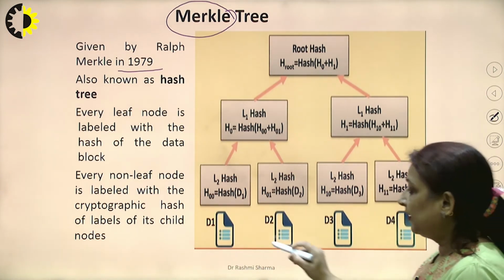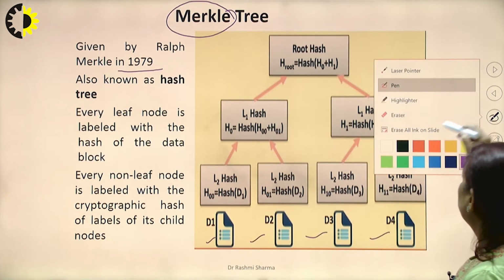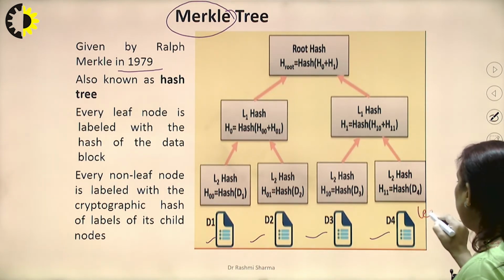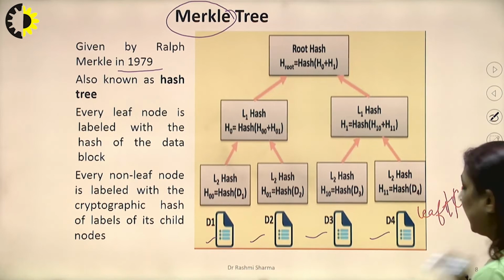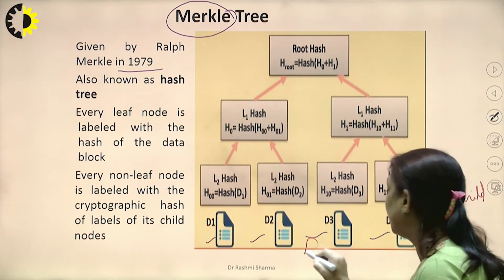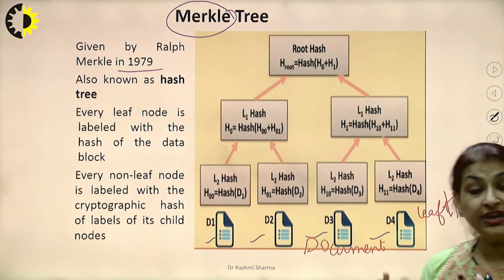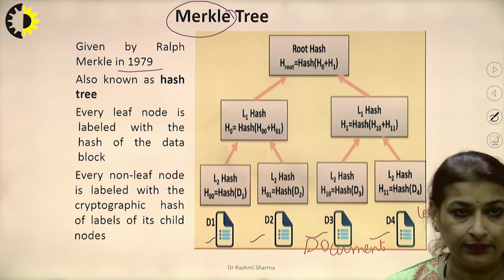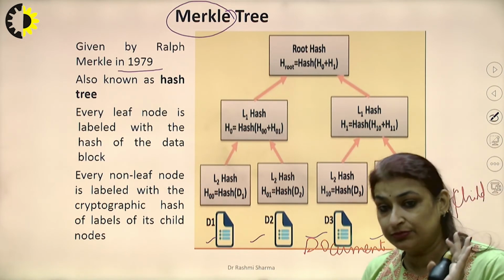See, in the leaf node, or the child node, what is the basic thing we have? In the child node, we have only the documents, the basic contents which we want to send from one user to another. This was implemented in terms of cryptography.